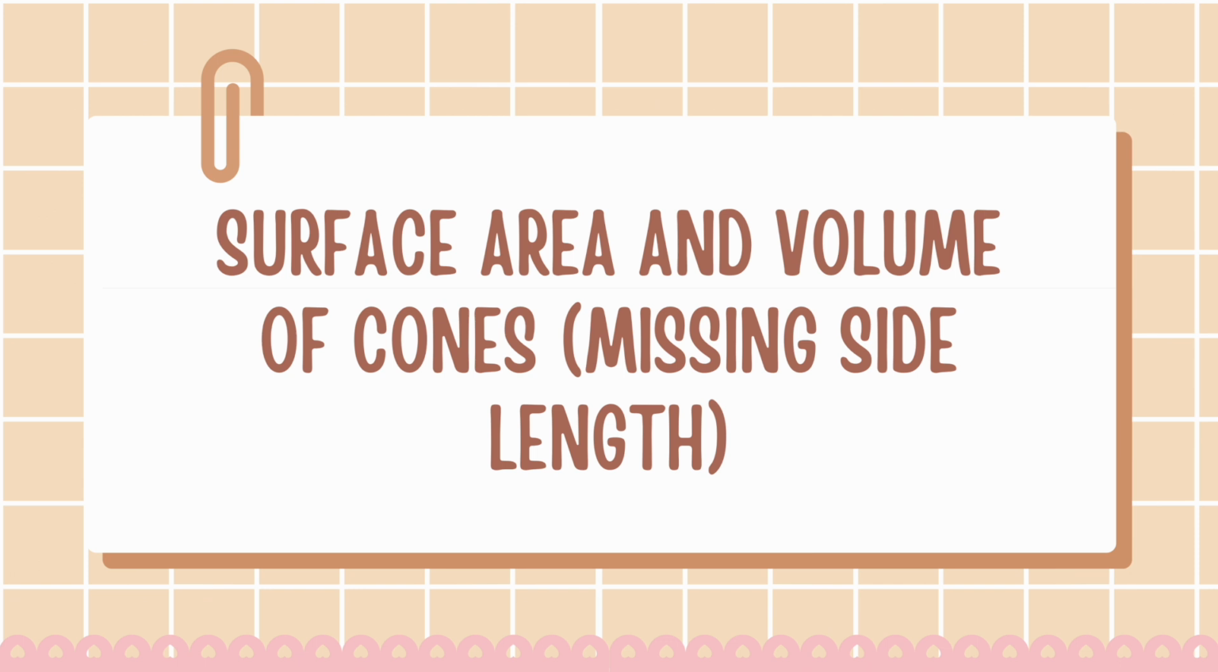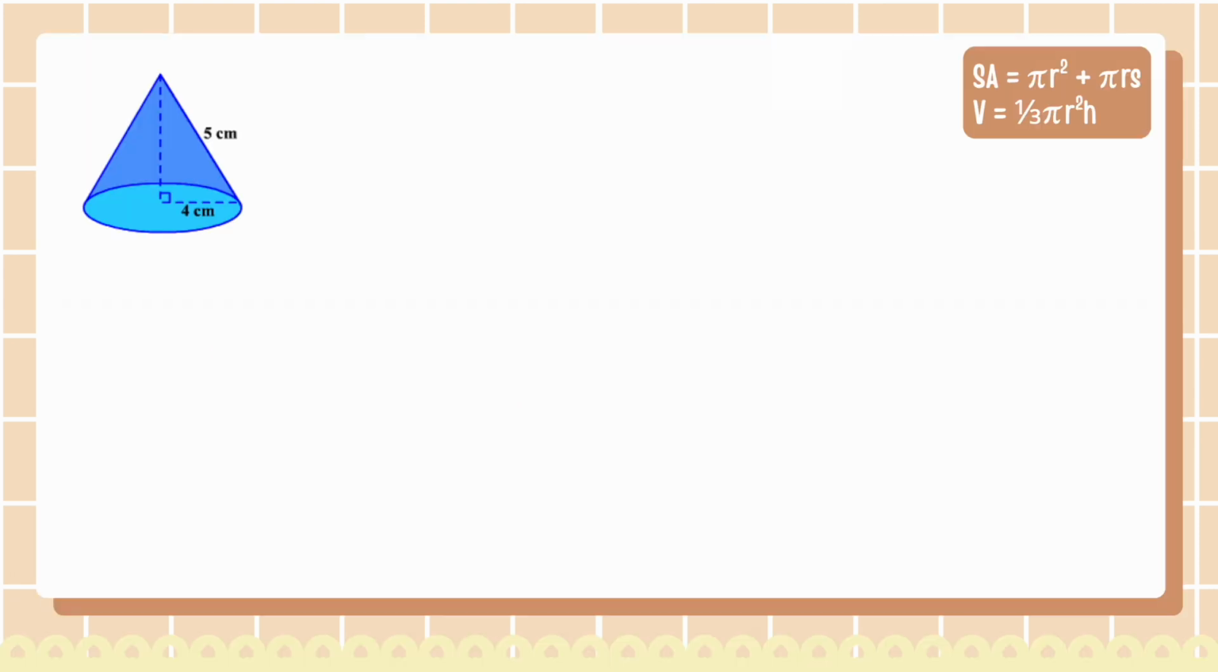Hi, today we're going to be learning how to calculate the surface area and volume of cones when missing a side length. So I'm going to be showing you two different ways that you can solve for these. If you'd like to see the method where we apply these formulas, feel free to skip ahead.